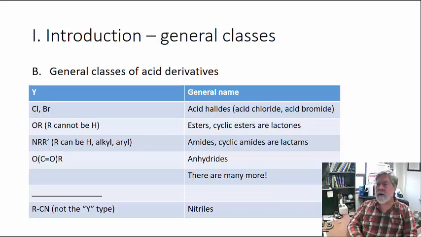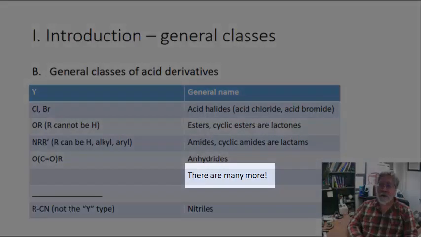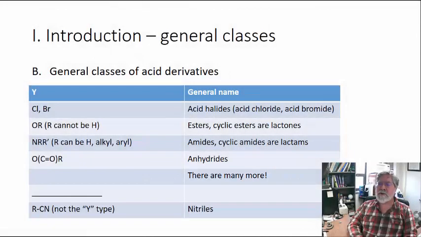Notice under anhydride it says there are many more, and indeed there are. There are a great number of acid derivatives. We don't need to survey them all. We do need to survey these four, especially the esters and the amides, because they show up in other classes like biochemistry and perhaps a few biology courses.